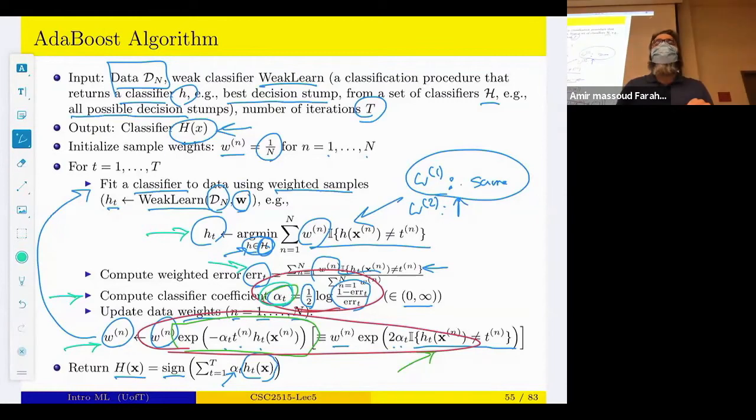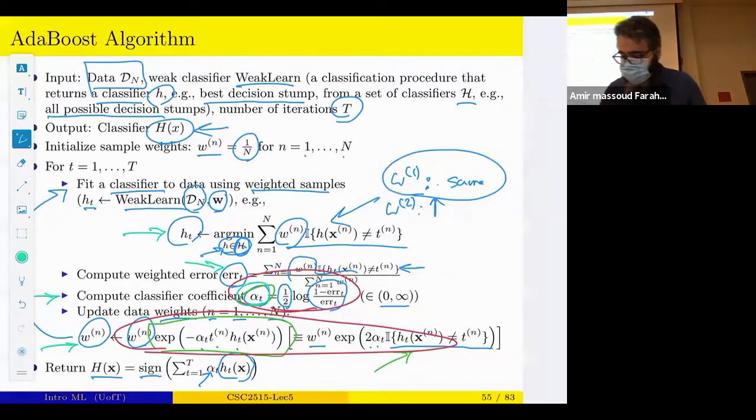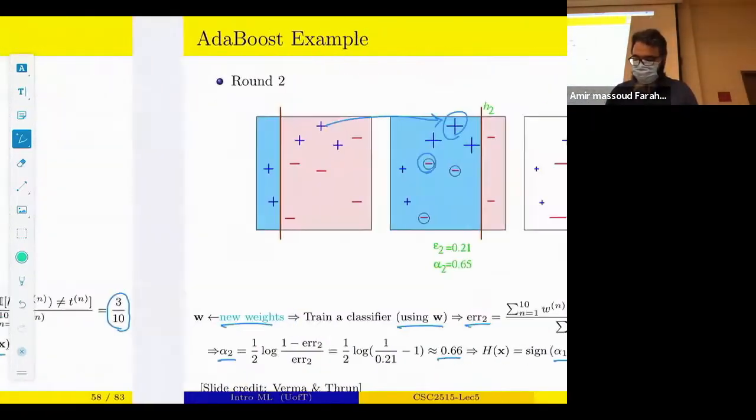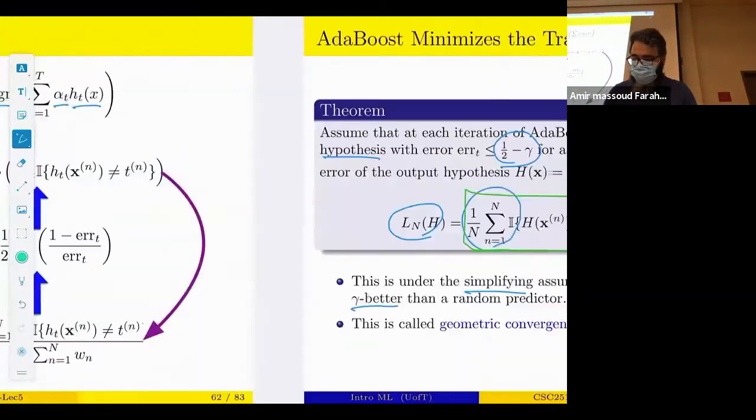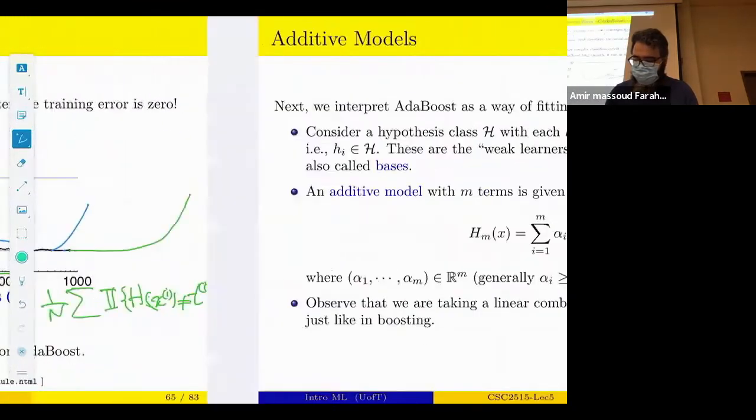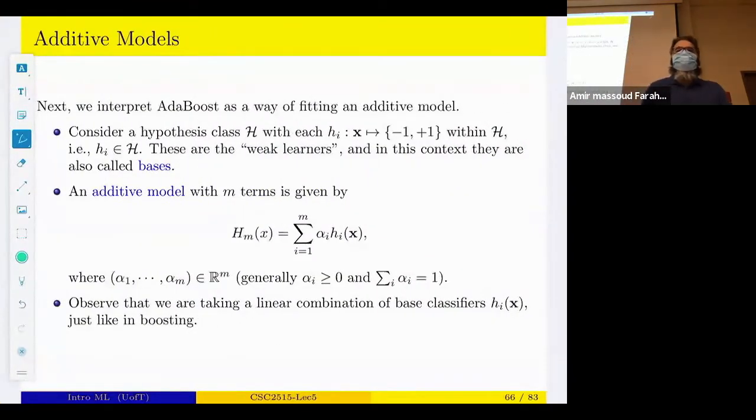What I'm going to do today is provide one derivation of AdaBoost, which seems to be quite clean, so you can follow it and see that we can derive all these expressions. So this brings us to this concept of additive models. In order to analyze AdaBoost, we introduce this additive model, which is a general way of thinking about models.